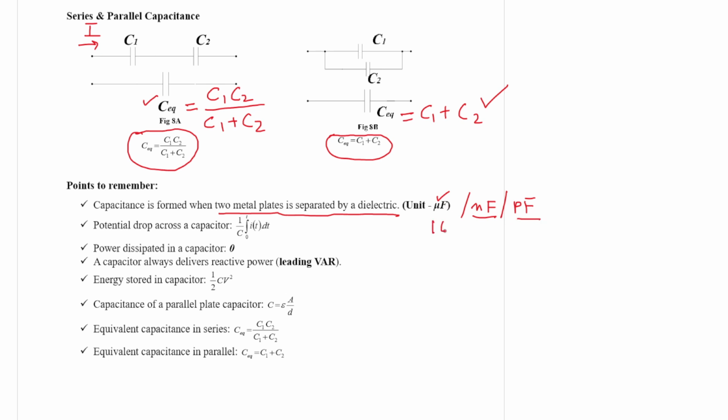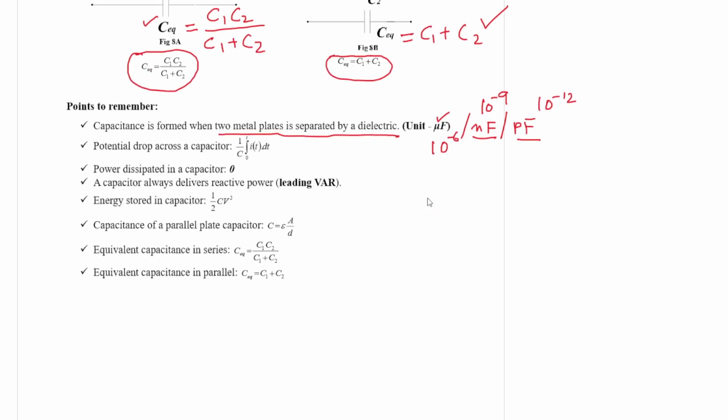Micro means 10 to the power minus 6, nano means 10 to the power minus 9, and pico means 10 to the power minus 12. If you go with this dimension, then we can achieve a practical dimension of the capacitor. That is the most practical way of writing the units of the capacitor.